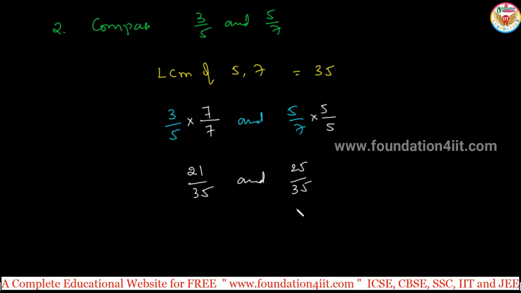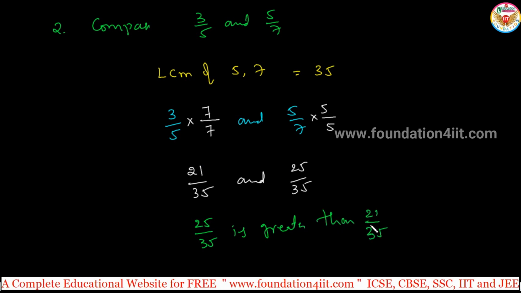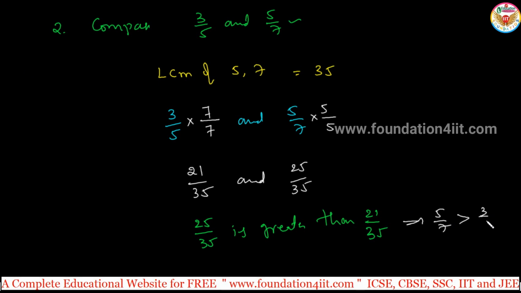Now when the denominators are the same, by observing the numerators we can say which is greater and which is smaller. So 21 is less than 25. That means 25 by 35 is greater than 21 by 35. But 25 by 35 is 5 by 7. Therefore 5 by 7 is greater than 3 by 5. So we can compare in this way, and not only two fractions, even if there are more than 2.